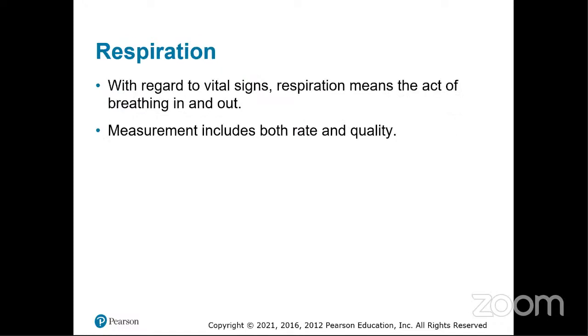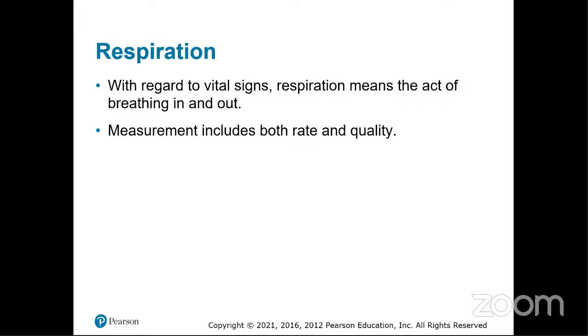Respiration, with regard to vital signs, means the act of moving air in and out, right? We're respirating, but we're not necessarily measuring how well they're ventilating. Two different things. Respiration is air movement in and out, and ventilating is at the cellular level. Measurements include both rate and quality.